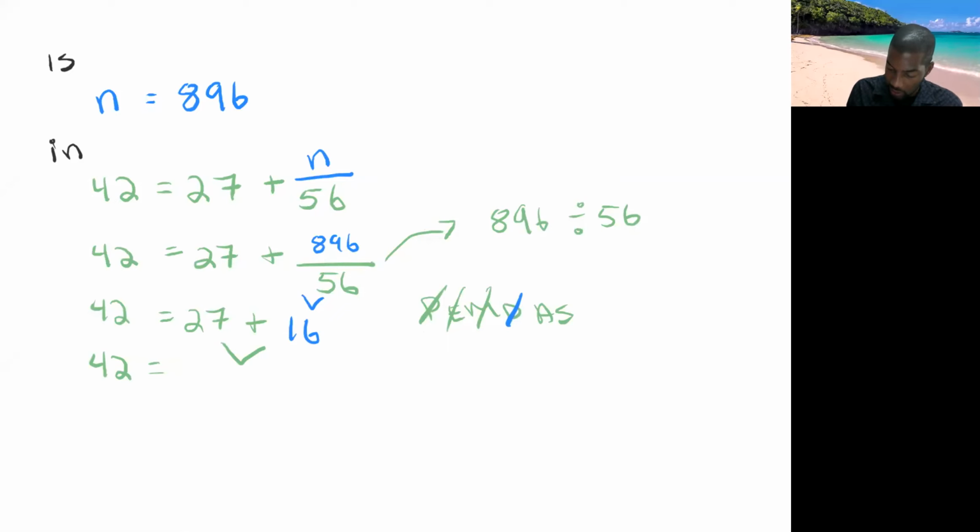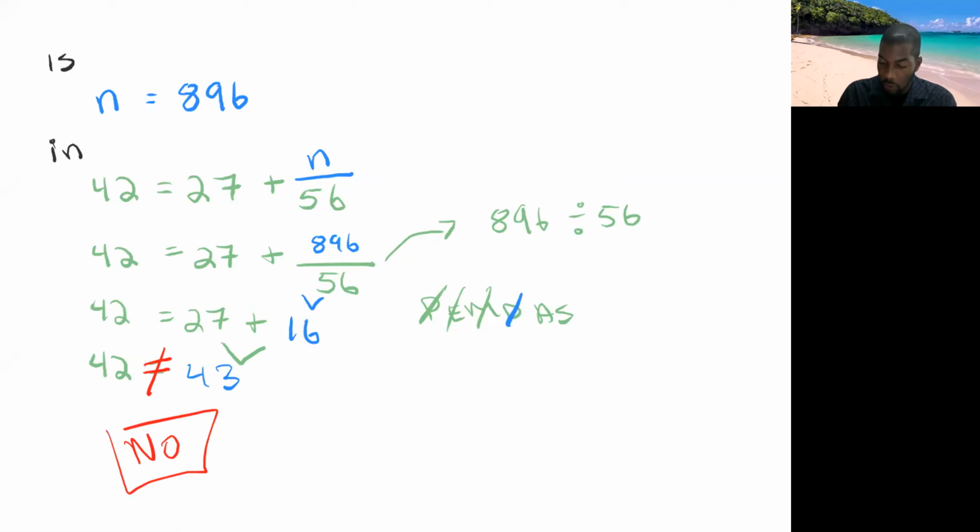I've checked my math, just like Santa Claus. I've checked it twice. The question now is, does 42 equal 43? I think we can all agree that it does not. 42 does not equal 43, right? Therefore, we must say no. The answer to this question is no. n is not 896 for this equation, right? We came out with two unbalanced sides of the equation, therefore it is not a solution. And that happens sometimes, right? That happens. All right, let's try one more.